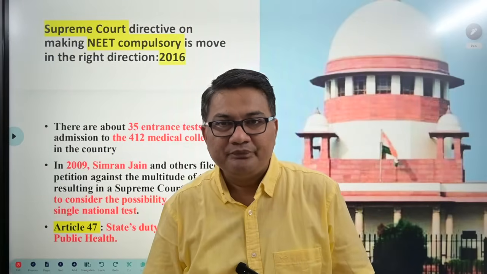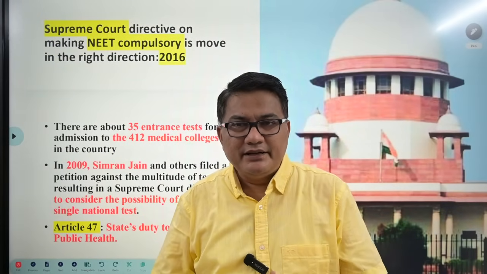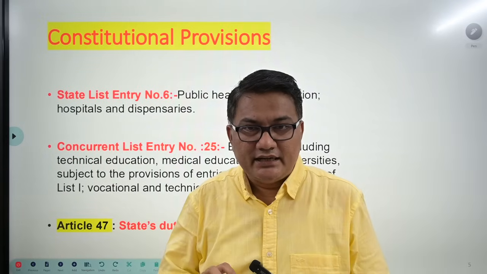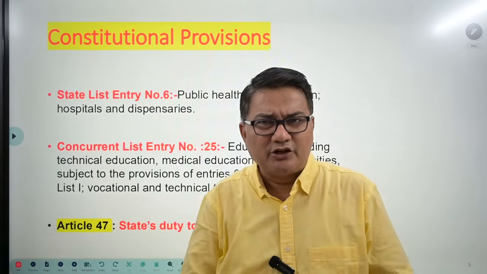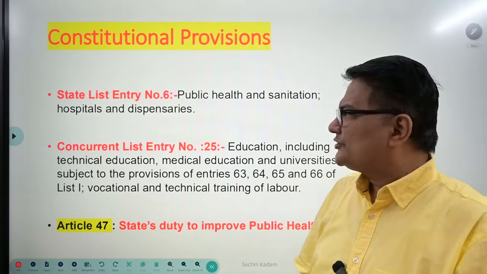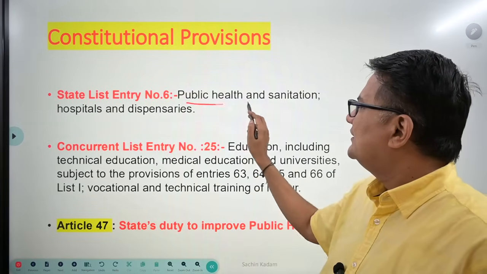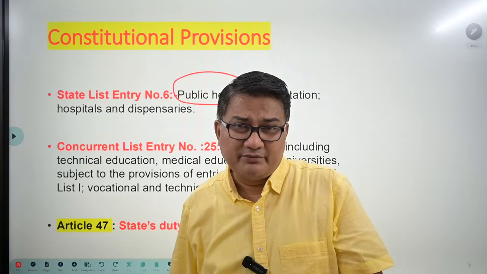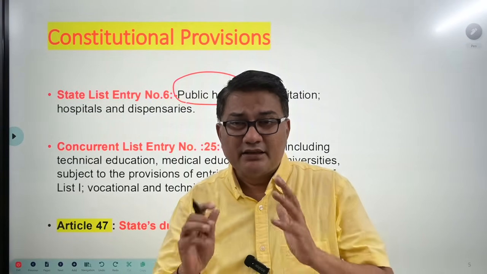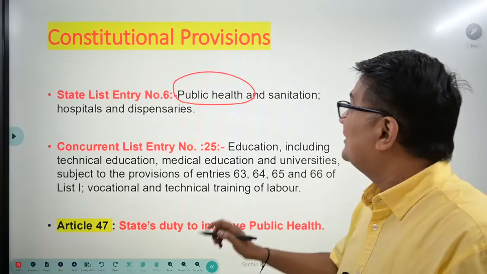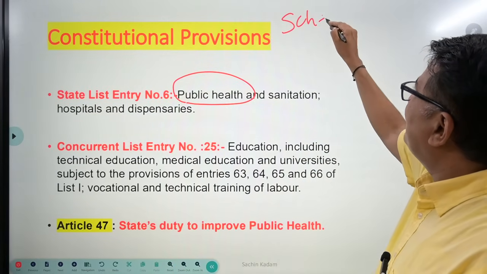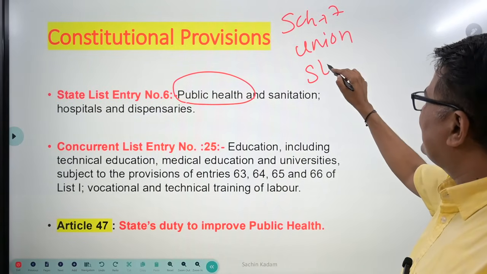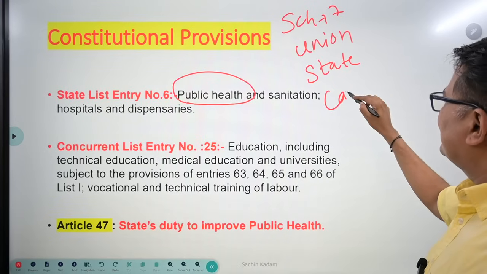Then comes the next point. Why was NEET made compulsory, and what used to happen earlier? Before that, let us go a little behind into the constitutional provisions. State list entry number 6 talks about public health. But some students may ask, what exactly is the state list? Listen carefully. In our constitution, under Schedule 7, we have 3 lists: the union list, the state list, and the concurrent list.